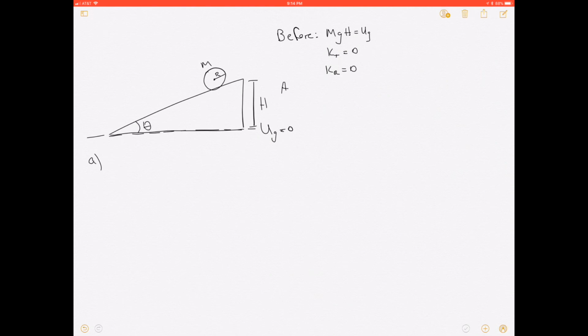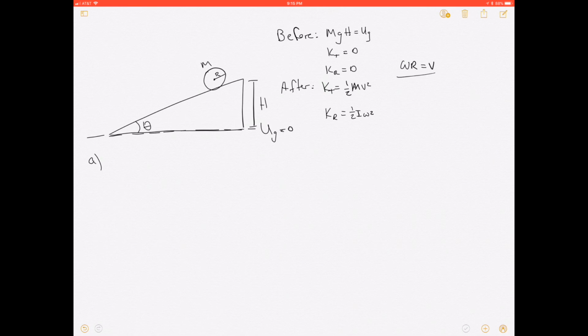Now after, once the cylinder reaches the bottom, there's no potential energy, so we're left with translational and rotational kinetic energy. So this is going to be equal to 1/2 mv squared, and then the rotational is equal to 1/2 I omega squared. Now, for this case, we know that when something is rolling without slipping, we can use the rolling constraint, where omega r is equal to v. That's going to come in handy later.